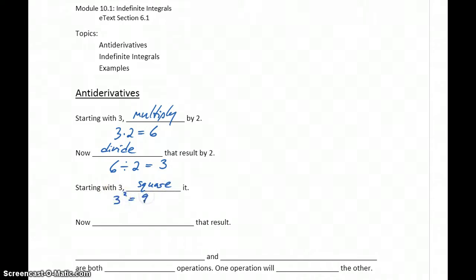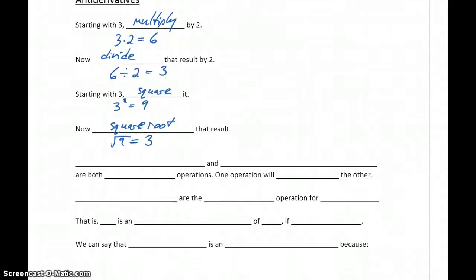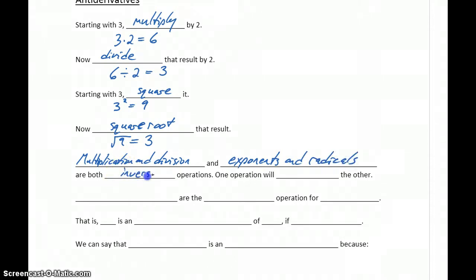So 3 squared would give us 9. Now if we take the square root of that result, we would be taking the square root of 9, which is equal to 3, which gets us right back to where we started again. So multiplication and division, and exponents and radicals are both what we call inverse operations of each other.